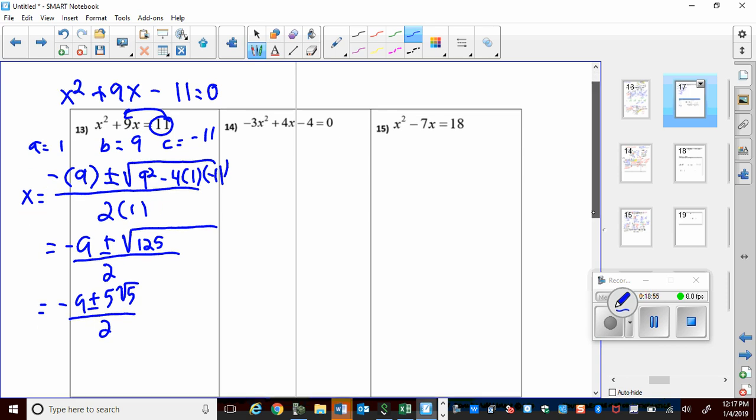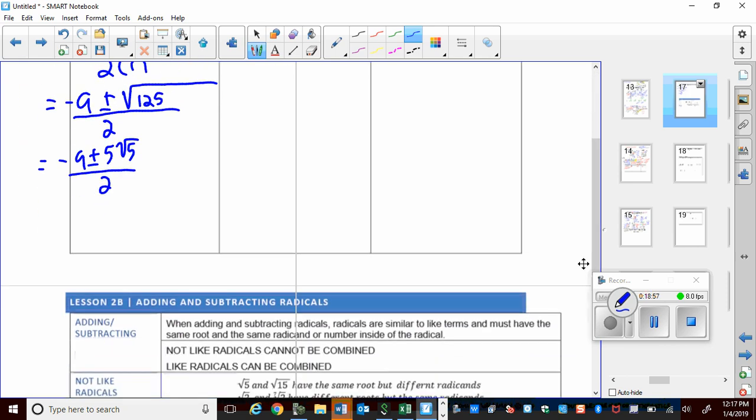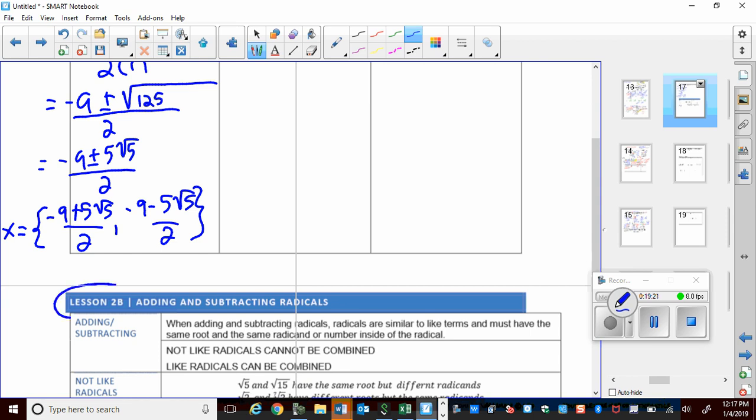And this becomes two different answers. I have two different x values. I have x equals, curly bracket, negative 9 plus 5 square root of 5 divided by 2, comma, negative 9 minus 5 square root of 5 divided by 2. Okay? So finish that up. I'm going to do this part, this portion, during the next class, right?